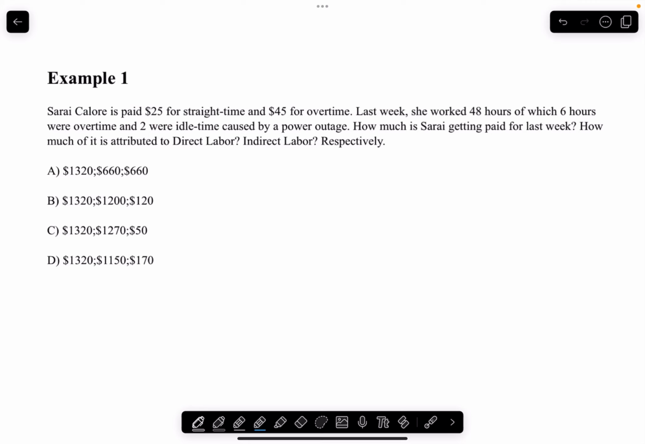Alright, so for these types of problems where you see overtime, idle time, and how much of it was direct labor or indirect labor, you want to do the following. Do I for idle time, O for overtime, R for regular time. You care about the hours that you worked for these times, the rate that you're getting paid at, and then the total. Let's read the problem.